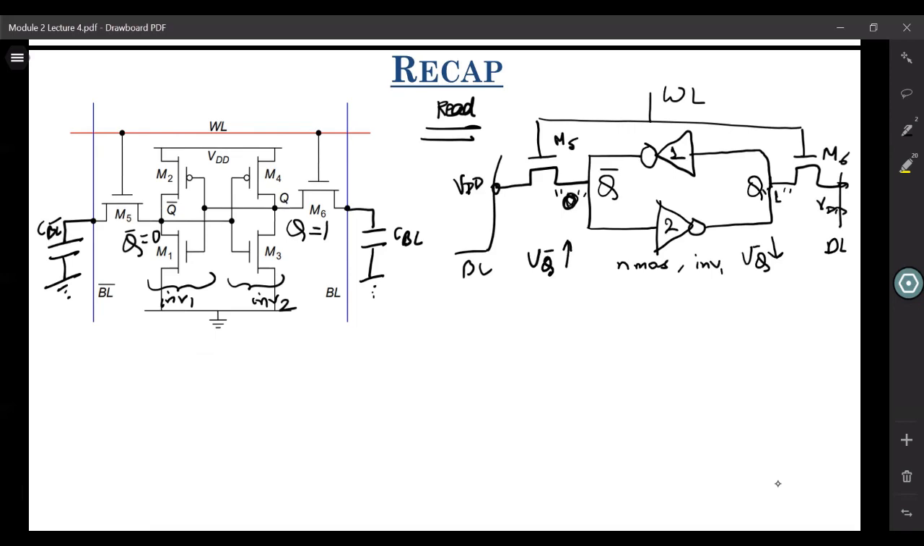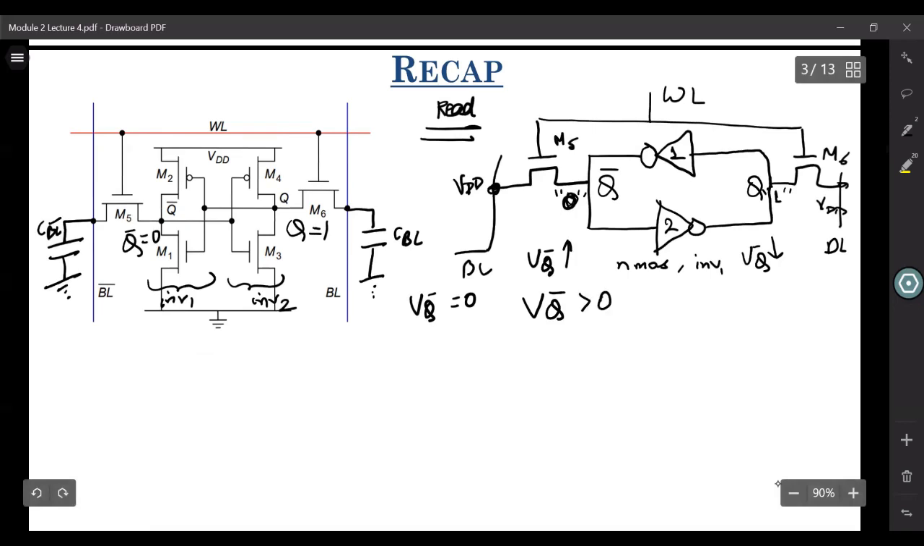So ideally we want our VQ bar to be 0, but instead, just because this M5 tries to charge it to some potential which is more than 0, the potential of VQ bar increases as compared to 0. So let us represent this as VQ bar is greater than 0, and let's call the magnitude of VQ bar during read as Vx.